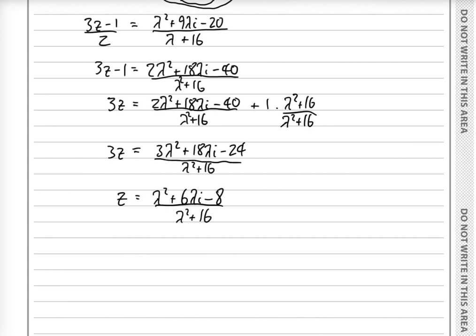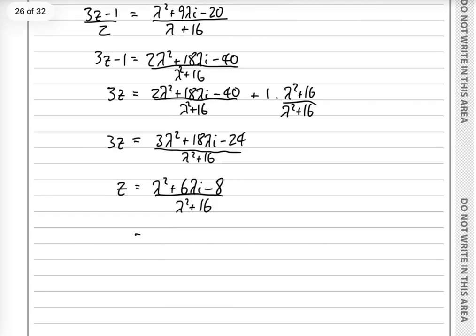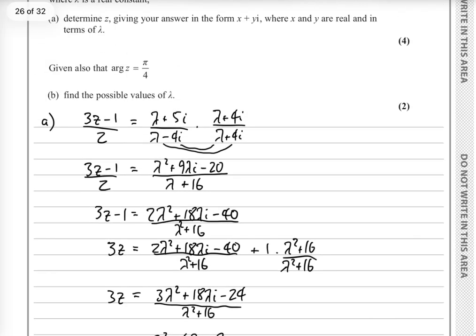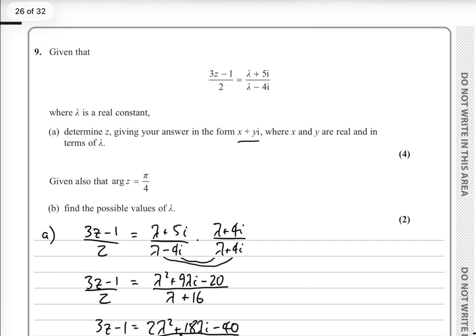That was a lot of work to get to the point where we can split this into real and imaginary parts. So our real part is just lambda squared minus 8, and that's got the denominator. And then when you split your fraction, this part obviously has the same denominator, and that is the i term. So this is z, where this bit here is your x, and this bit here is your y, in the x plus yi form here.